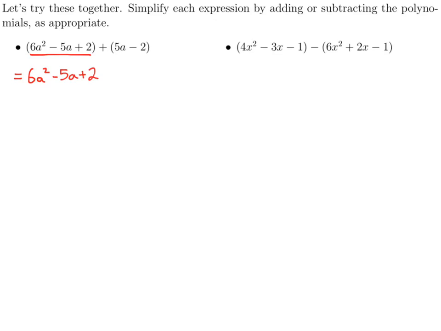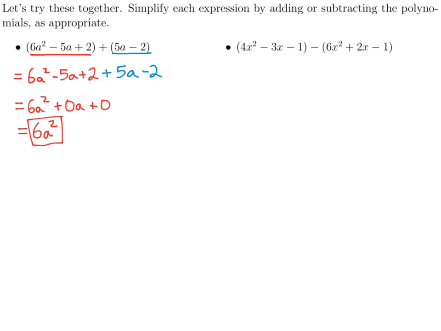All right, here's our first example together. We begin by dropping the parentheses around 6a squared minus 5a plus 2, and then dropping the parentheses around the 5a minus 2. Boom. And you add like terms. You have 6a squared plus 0a plus 0, which is correct, but it looks better if you write 6a squared.